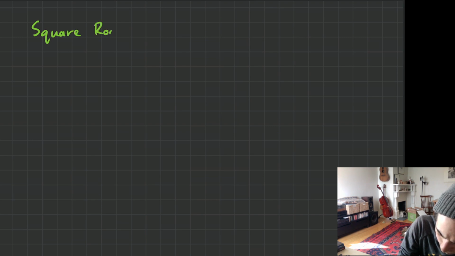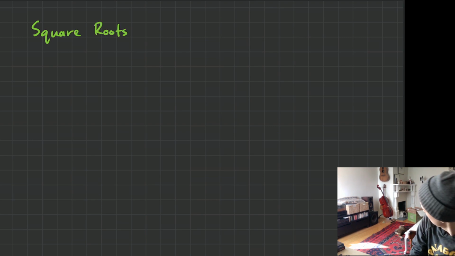Square roots. Okay. Why are you being so sweet? She's just frolicking on the carpet, or the rug, rather. Just making little chirpy sounds. That's what she does when she's happy. That's how you know she's happy.